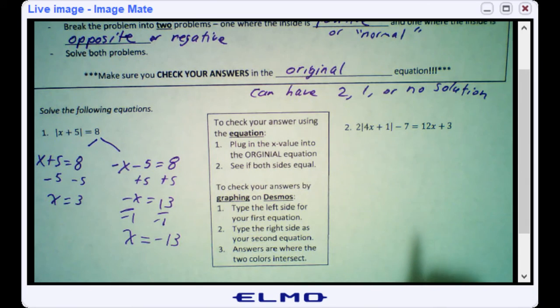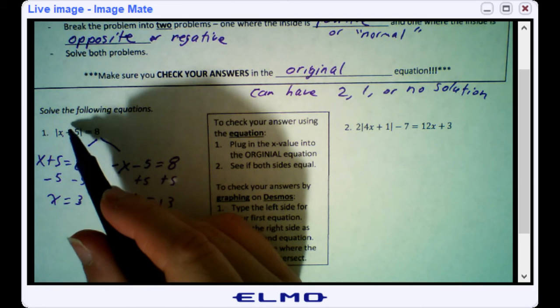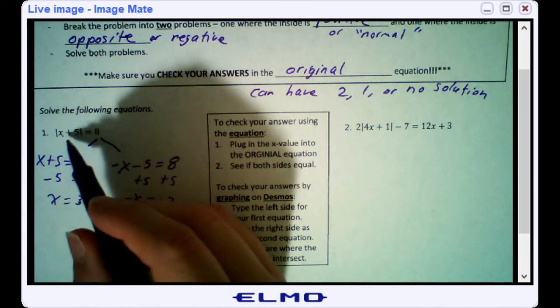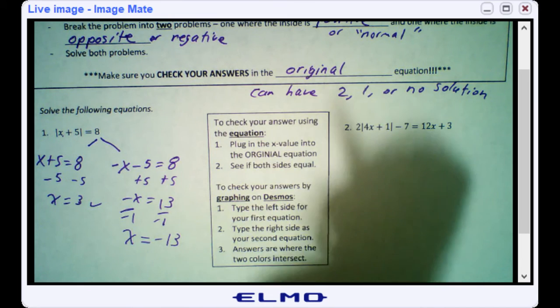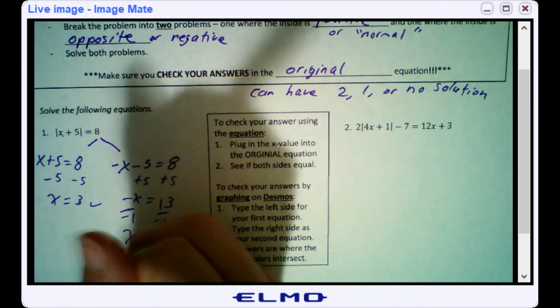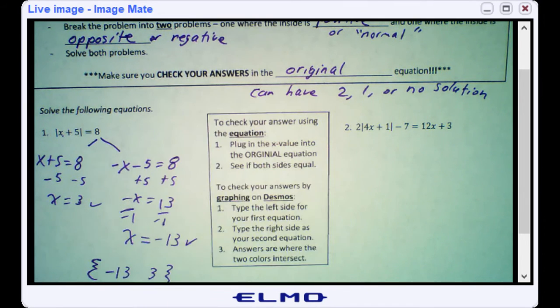Before I call it done, though, I'm going to plug it back in. 3 plus 5 equals 8. Absolute value of 8 is 8, so that checks out. Negative 13 plus 5 is negative 8. Absolute value of negative 8 is 8, so that one checks. I can put my answer into set notation if I want. Basically, you just put them in the curly brackets. So this one has two solutions.